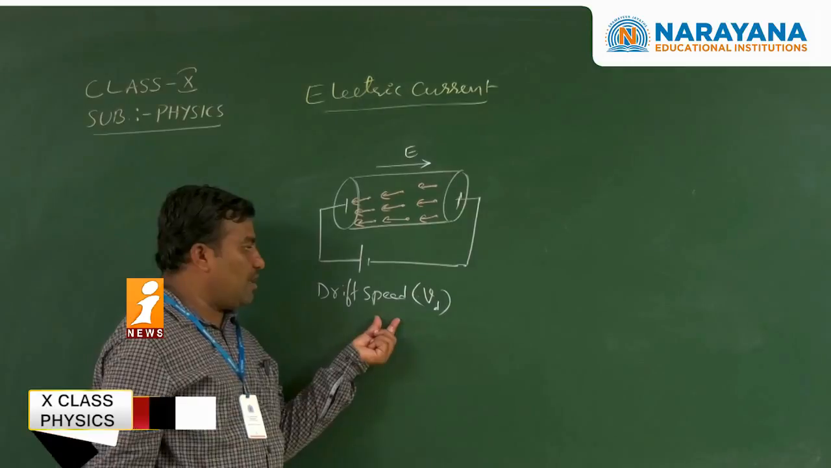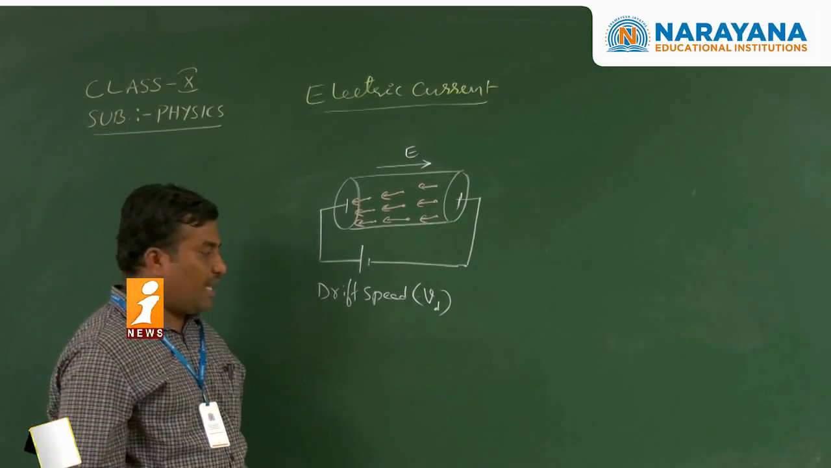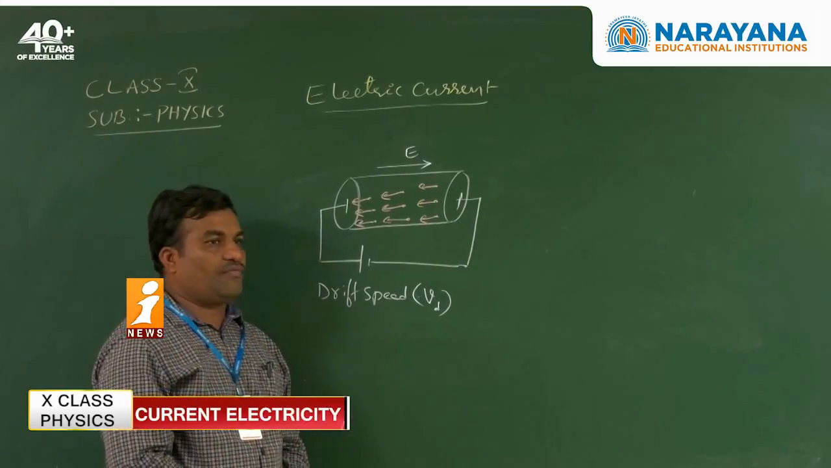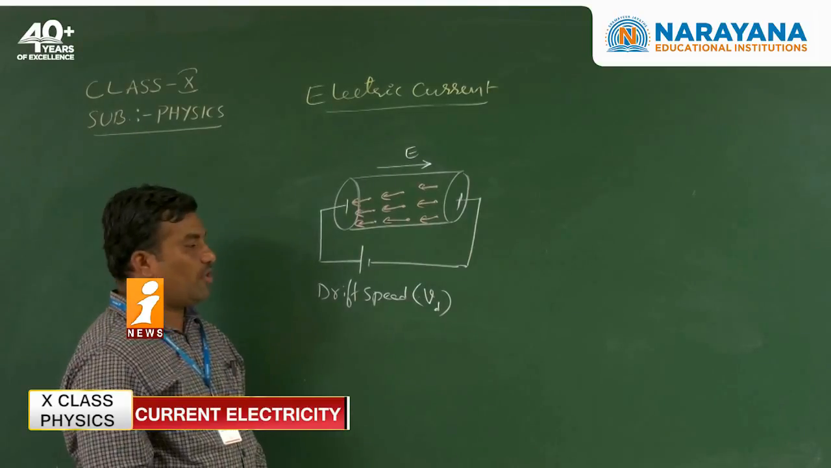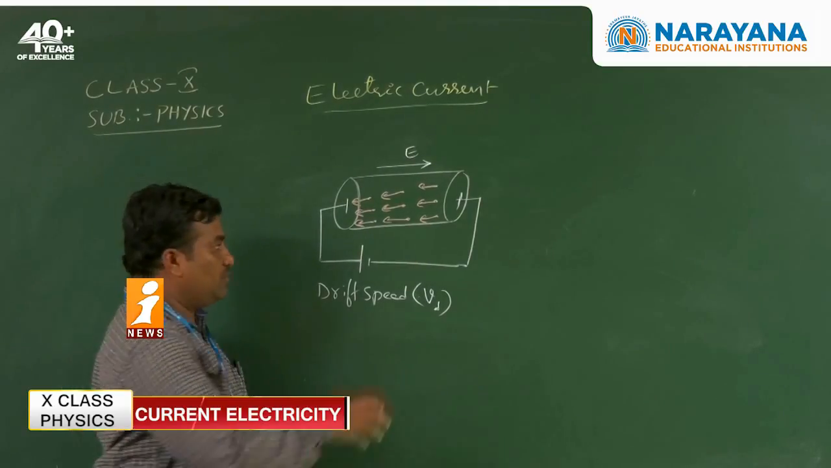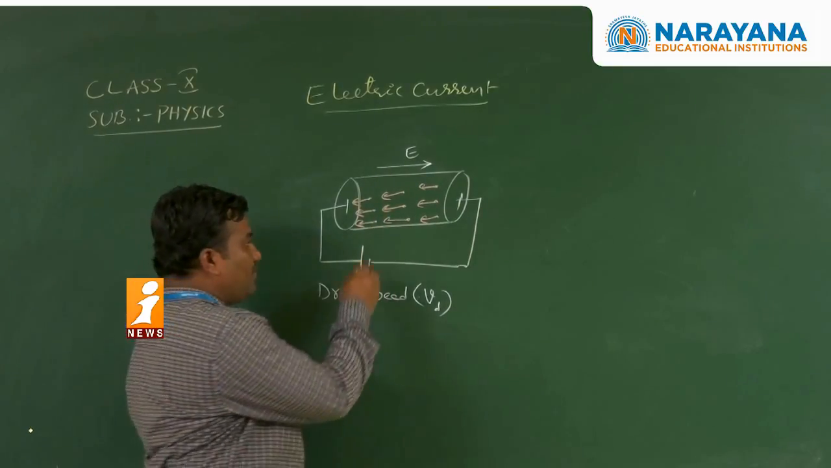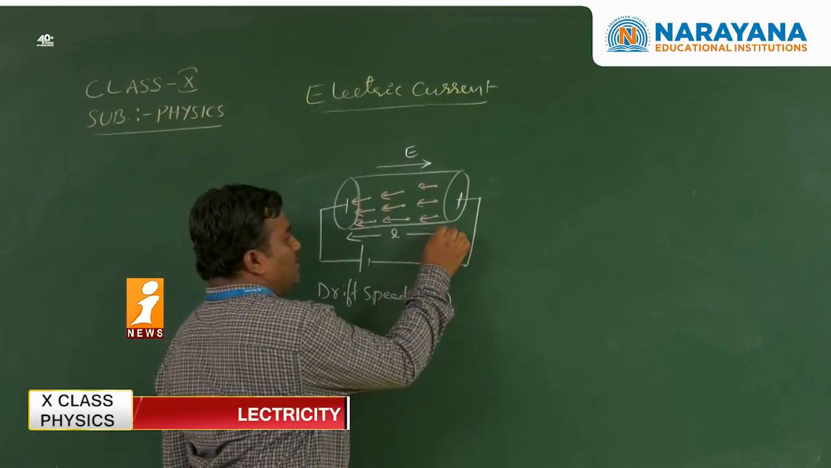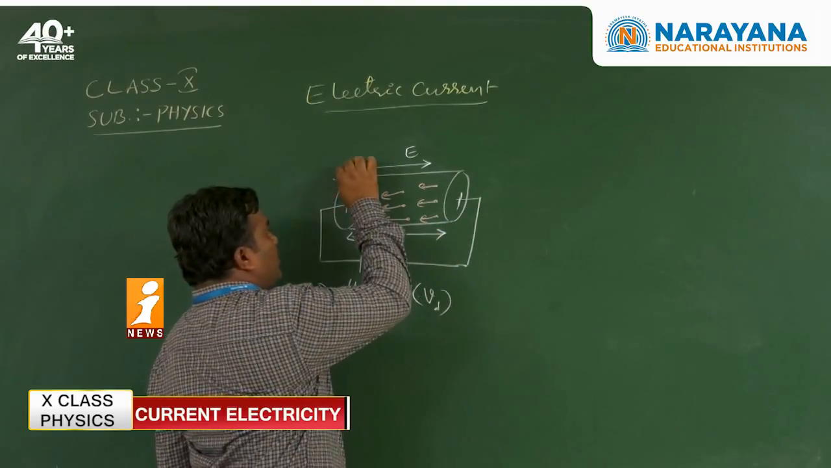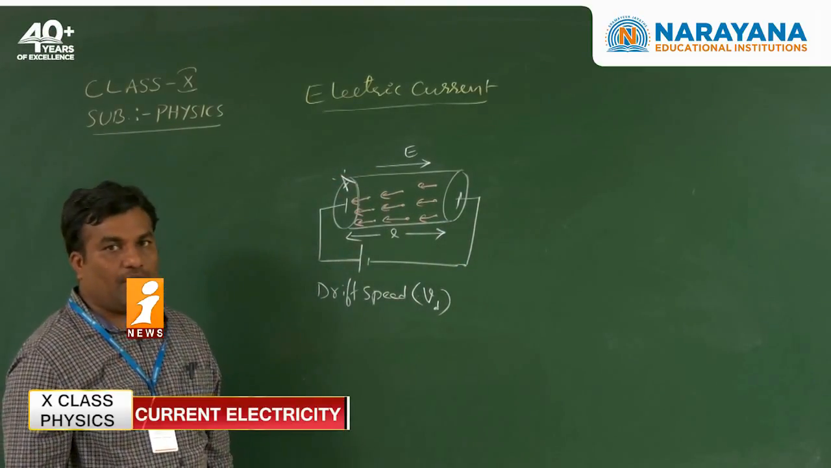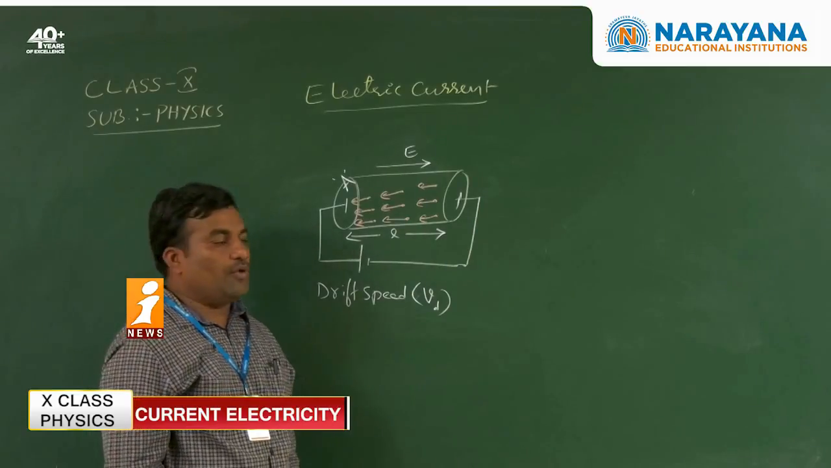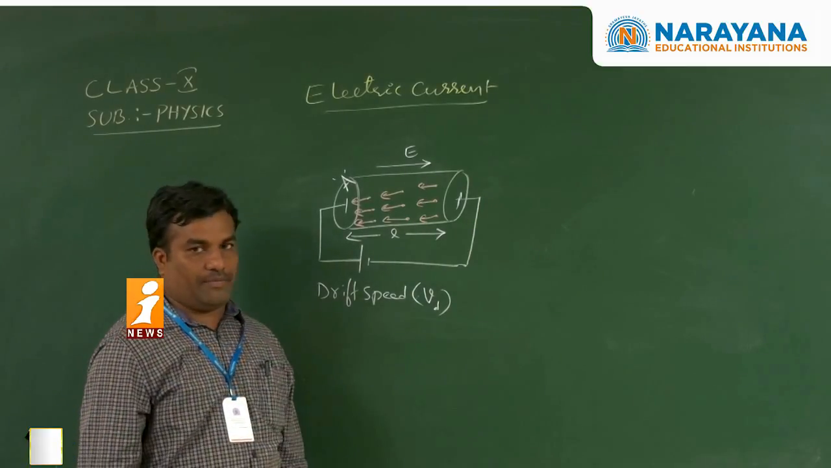Now we are going to calculate the drift speed. To calculate the drift speed, first of all we take a conductor with cross-sectional area A and length L.